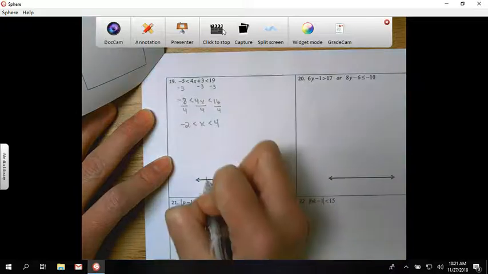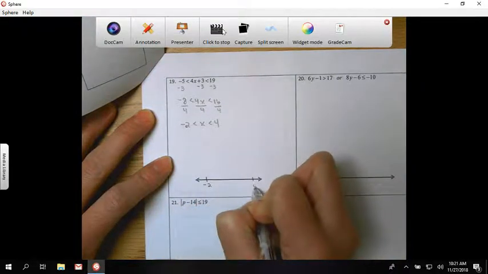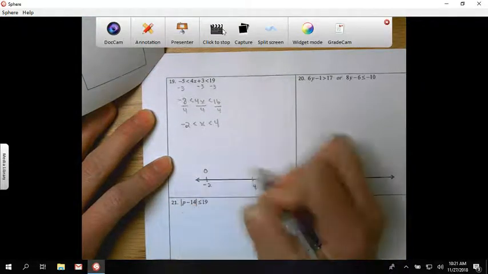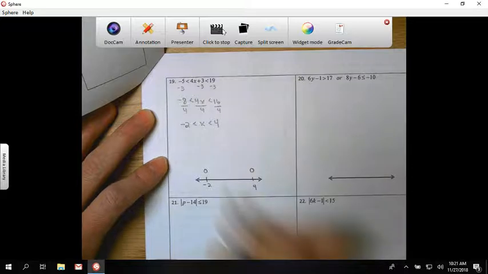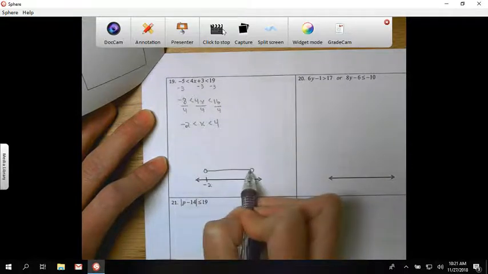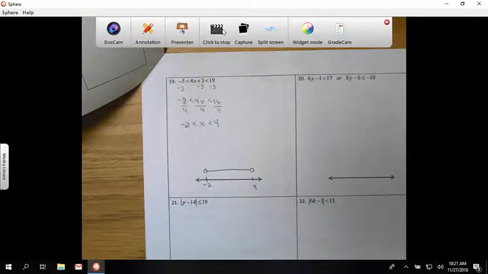So then I have my negative 2, my 4 is just open circles because it's just less than, and then bounded in between. Okay. So 20 is going to be the same idea as number 18. You're just going to solve them separately and then put them on your number line.